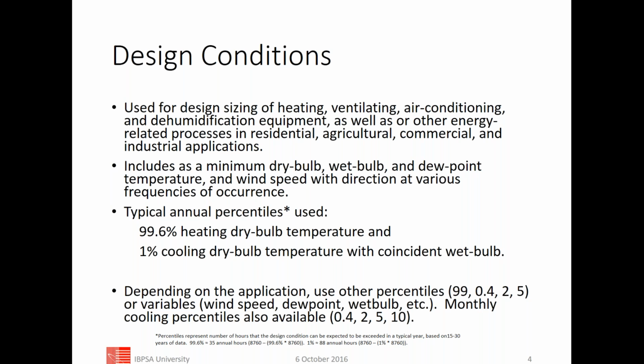but there are other variables available with that. In the U.S., typical conditions are 99.6% for heating and 1% for cooling. And what that means is 99.6% of the hours in a year can be expected to be above that temperature for heating, and 1% of the hours could be for cooling. So for 1% of the hours, we're looking at 88 hours.